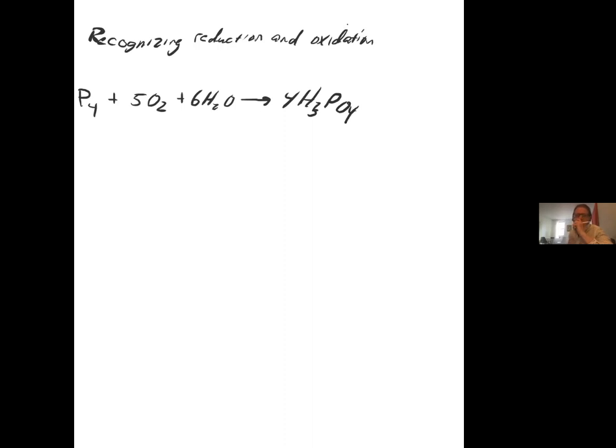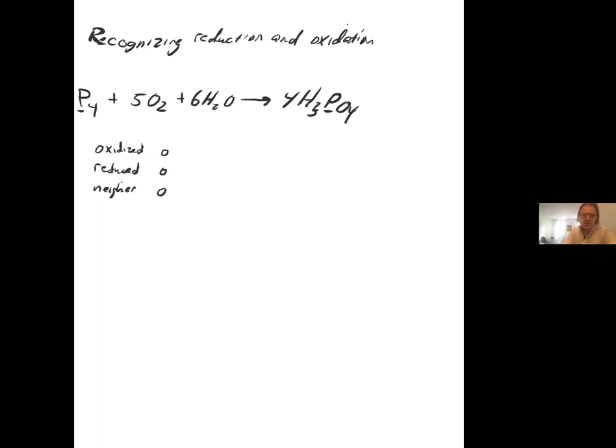Okay, so they give you an equation there, and they will then highlight an element. So for this one, they highlight the phosphorus. So I'm going to highlight it by doing that. And then they want you to know whether it was oxidized, reduced, or neither, meaning it wasn't oxidized or reduced.